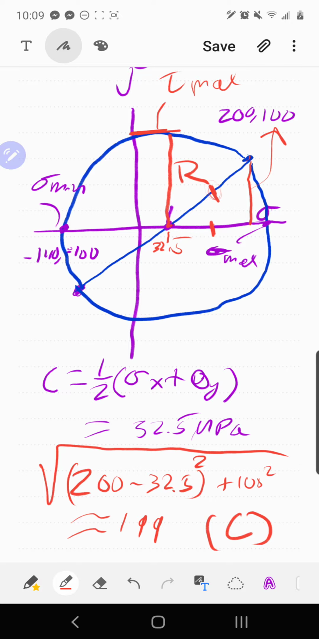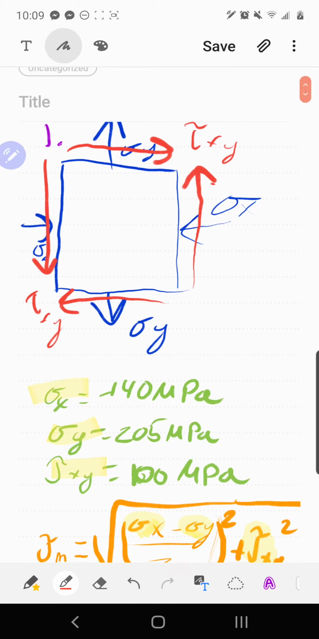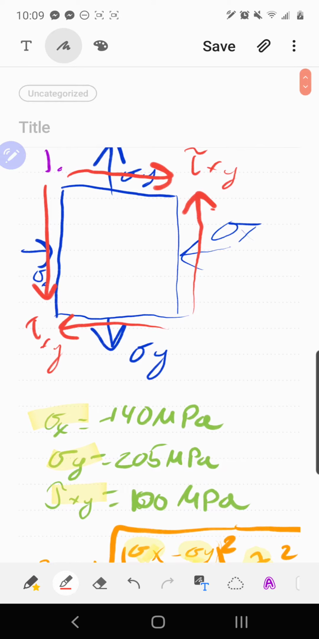I would personally use the equation since it's a little faster than drawing the circle out. Plus, they don't give you any extra brownie points for drawing cool stuff. So, yeah, we'll leave that at that.